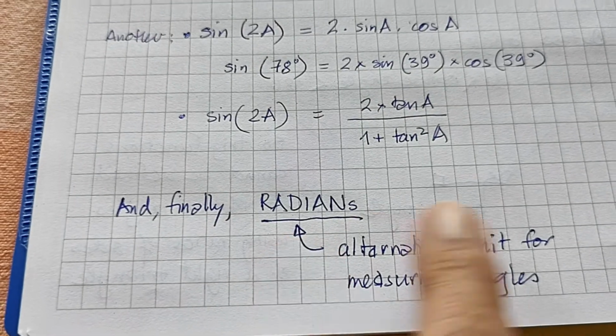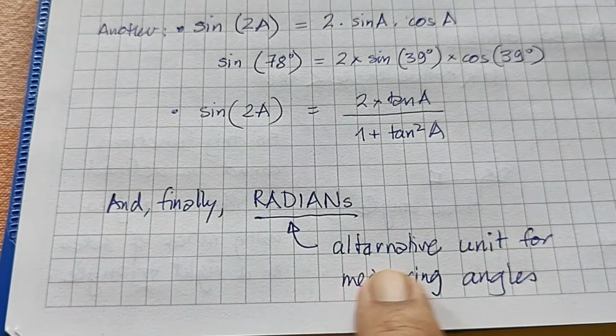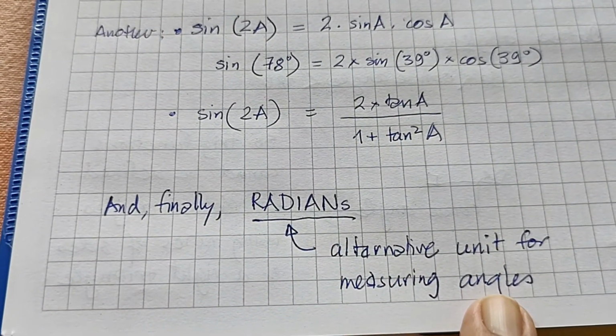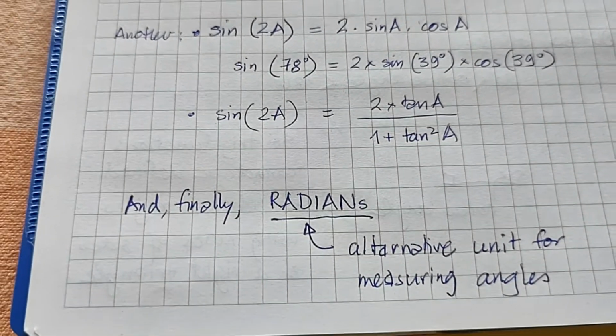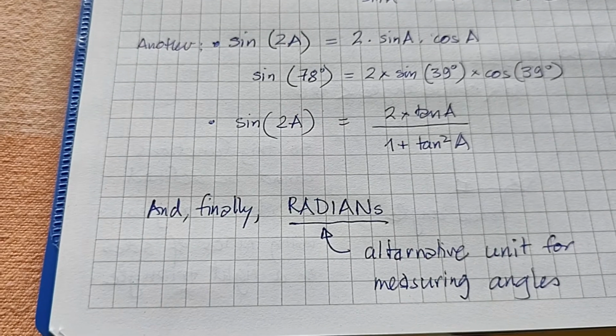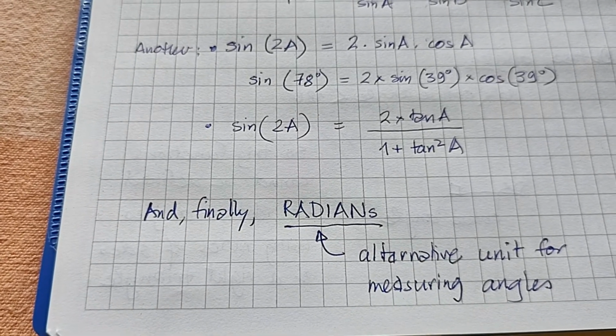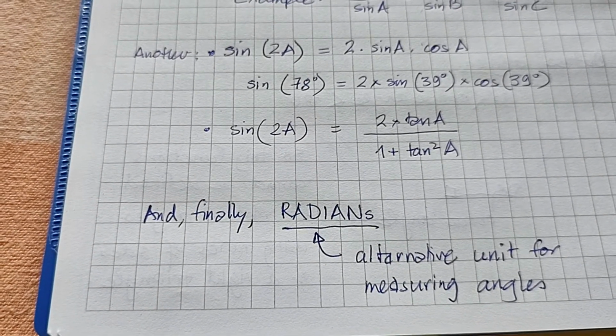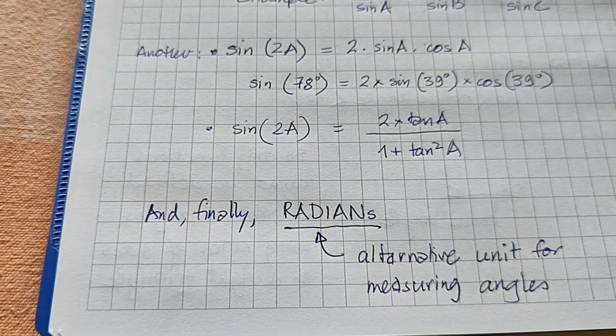But radians are an alternative unit for measuring angles, just like there are alternative units for measuring lengths. You have millimeters, you have inches, you have miles. So similarly for measuring angles you have three basic units.